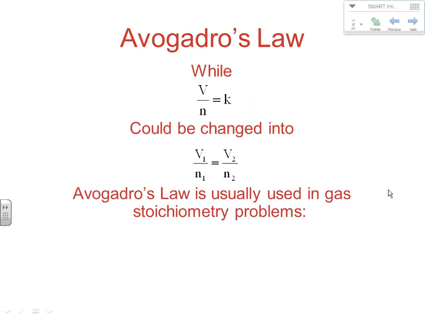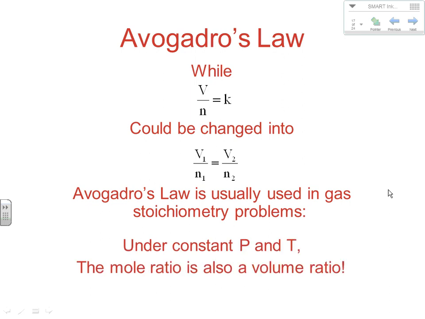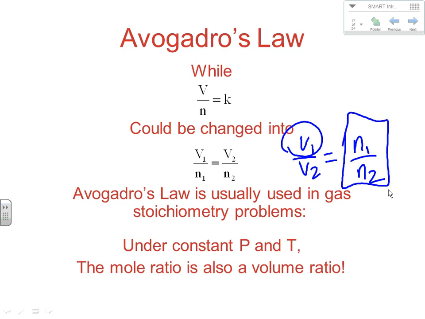Now, Avogadro's law can be used in gas stoichiometry problems because what this really says, if we rearrange it, is the ratio of the volumes is going to equal the ratio of the moles. So if we knew the volume of one gas and we know what the mole ratio is from the balanced equation, we could actually use that to determine the volume of the other gas.